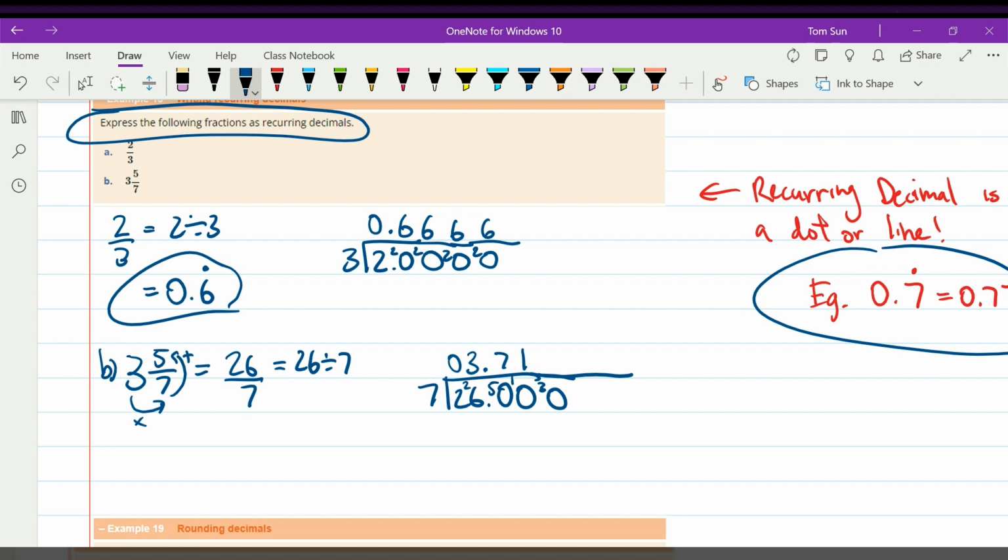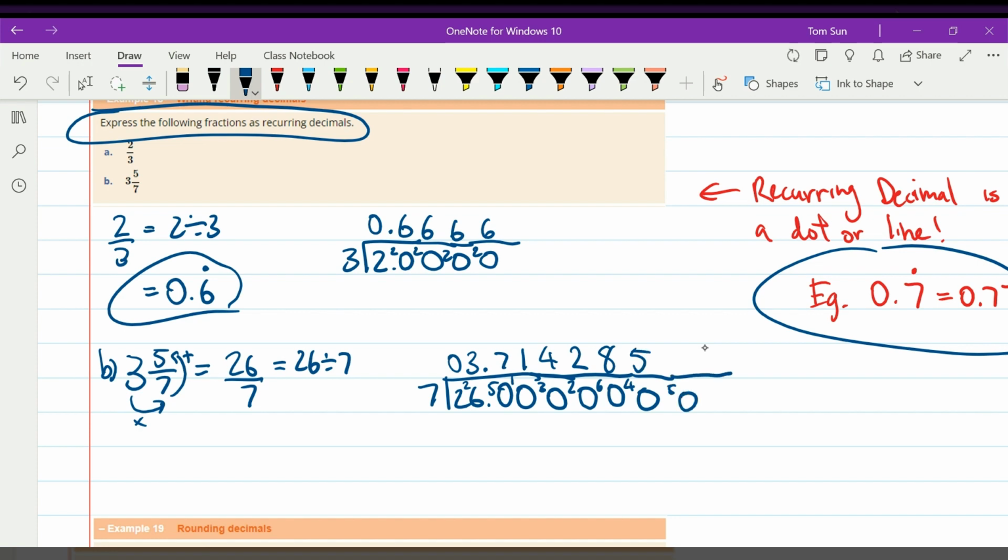Oh, I have to put the decimal. We haven't seen a pattern yet, so we do have to keep going until we see a pattern. 7 goes into 30 4 times with a remainder of 2. 7 goes into 20 twice with a remainder of 6. Yes, we do have to keep going. You'll see why. We'll see what happens. 7 goes into 60 8 times with a remainder of 4. 7 goes into 40 5 times with a remainder of 5.